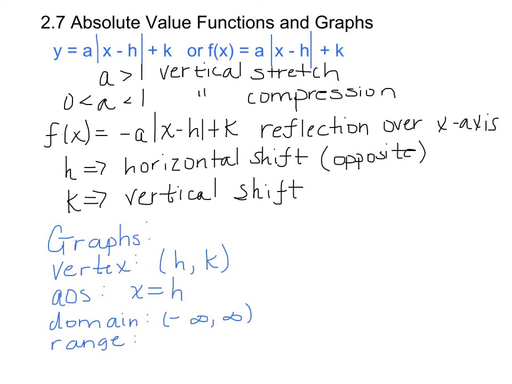And then depending upon which way your V is pointing, if it's opening up, that means A is positive, then your range will be bracket K to infinity. But if your V is facing down, it's going to be negative infinity to K. So those will help you on all your graphs. So no matter what, every graph has to include all of those characteristics. So let's try the graph one.